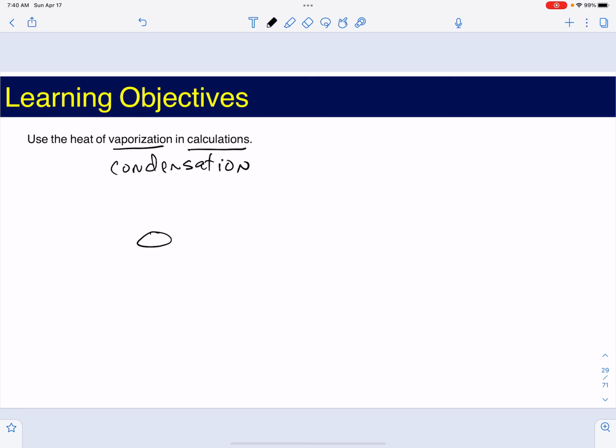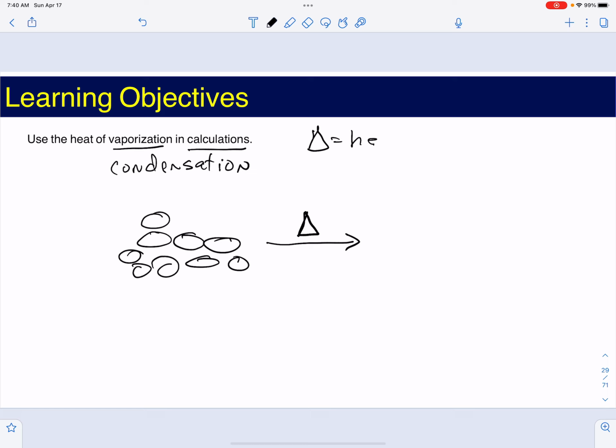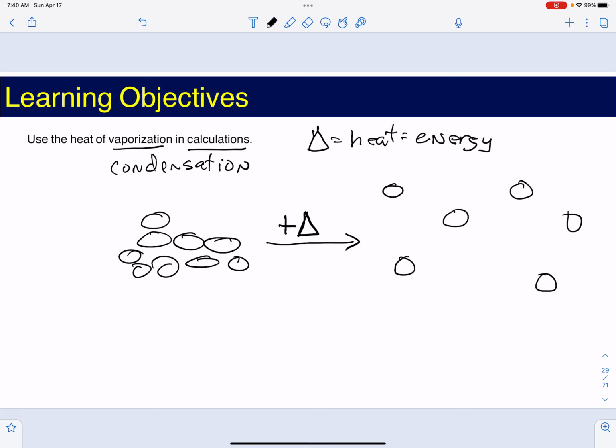Because when we have molecules in a liquid and we apply heat to it, and I'm going to do it with a triangle, that will mean heat, which is nothing more than thermal energy. When we apply that, so a plus, the molecules will start moving faster, and because of that, they separate, which is what we call the gaseous state.